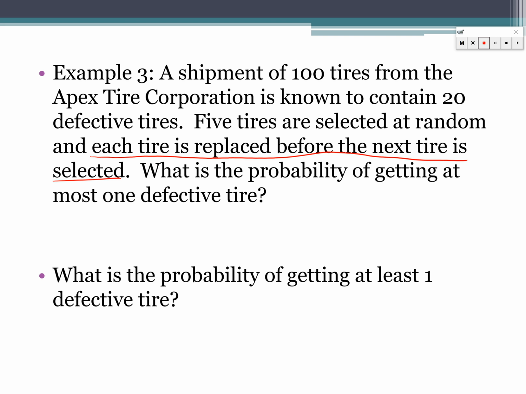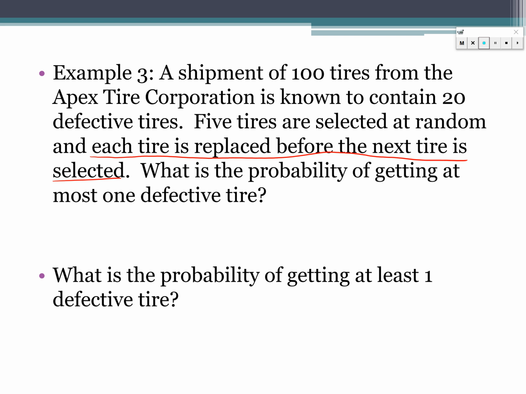Let's go through our checklist. Are there a fixed number of trials? Yeah, we're going to pick 5 tires. Are there only 2 possible outcomes? Yes. It's either a defective or it's not. The third one, are the trials independent? Yeah. The first draw of the tire doesn't affect my second draw, third draw, whatever the case may be. Last but not least, probability of success being the same for each draw? Yes. The reason why conditions 3 and 4 are met is because of the piece I underlined.